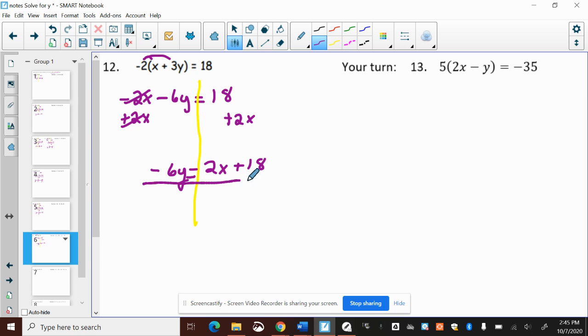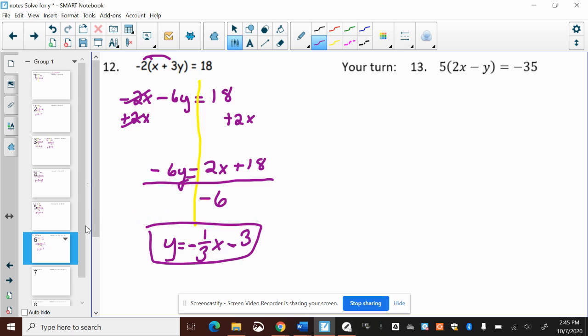We're interested in positive y, so we need to divide everything through by negative 6. A negative divided by a negative is a positive y. A positive divided by a negative is a negative. 2 over 6 reduces to 1 over 3x. And then a positive divided by a negative is again a negative. But 6 does go into 18 and it goes in 3 times. So just solving for y.